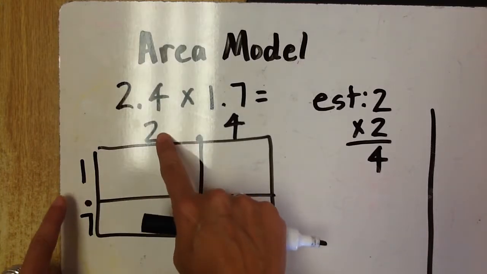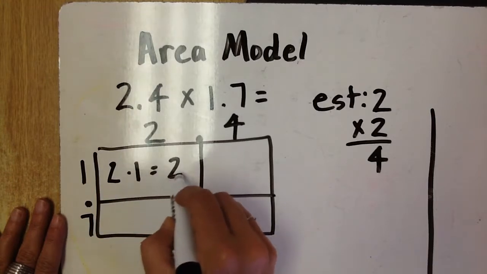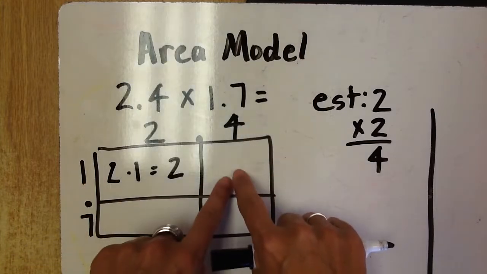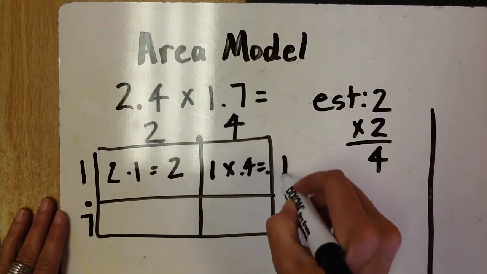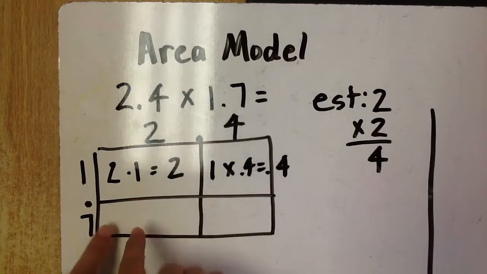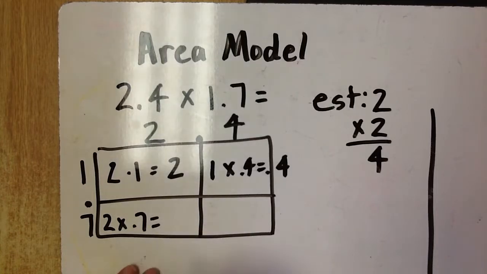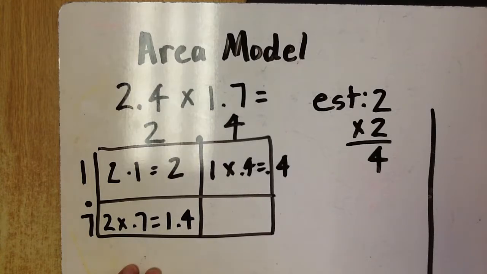So here I have 2 wholes times 1 whole, and that will give me 2. I'm then going to multiply 1 times 4/10 for this section, and that gives me 4/10. And then 2 wholes times 7/10, which gives me 14/10, which is also 1 4/10.